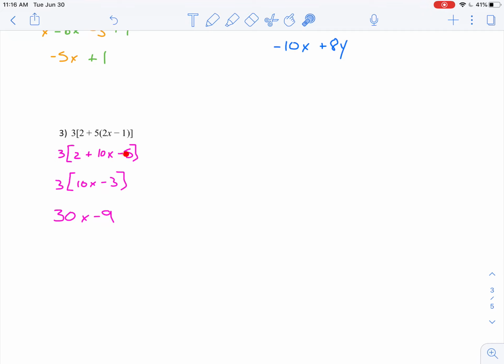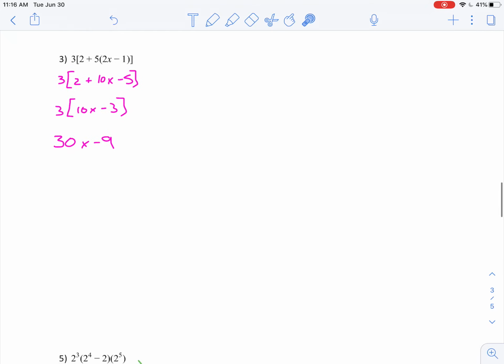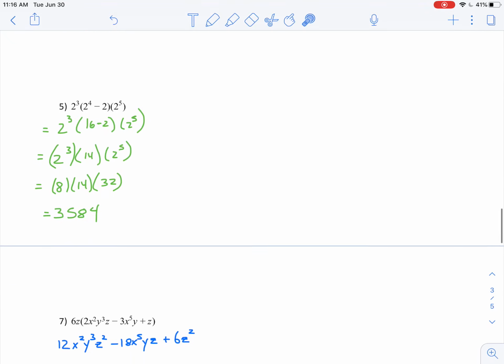Well, now I go ahead and I collect my like terms inside the bracket first. So I'm left with 10x minus 3, all multiplied by 3, right? That hasn't gone anywhere. Now I just go back and use my distributive property. 3 times 10x, 3 times negative 3, I end up getting 30x and then negative 9, right? Now we have something with exponents.